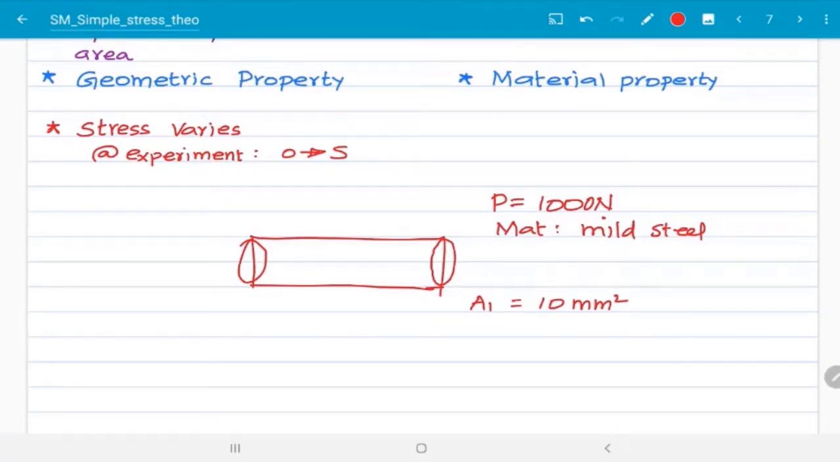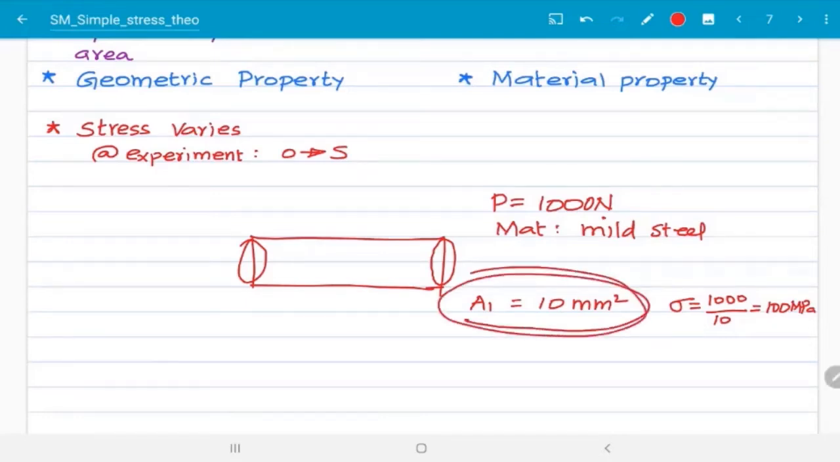Initially we assumed 10 mm square. What will be the stress? It is axial, simple tensile stress. What is the stress? 1000 by 10. How much? 100 megapascal, sir. 100 megapascal. Right. Now tell me how to take a decision whether the assumed cross section area is okay or not.